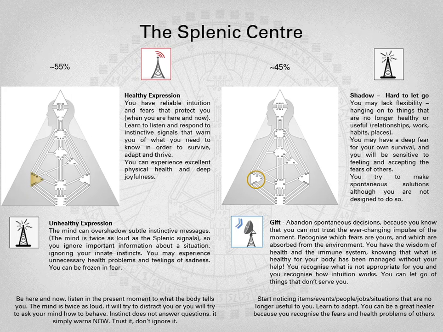With the gifts, you abandon spontaneous decisions because you know that you cannot trust the ever-changing impulse of the moment. You recognize which fears are yours and which are absorbed from the environment. You have the wisdom of health and the immune system, knowing what is healthy for your body and knowing that this has been managed without your help. You recognize what is not appropriate for you, and you recognize how intuition works. You can let go of things that don't serve you. So start noticing items, events, people, jobs and situations that are no longer useful to you. Learn to adapt. You can be a great healer because you recognize the fears and health problems of others.